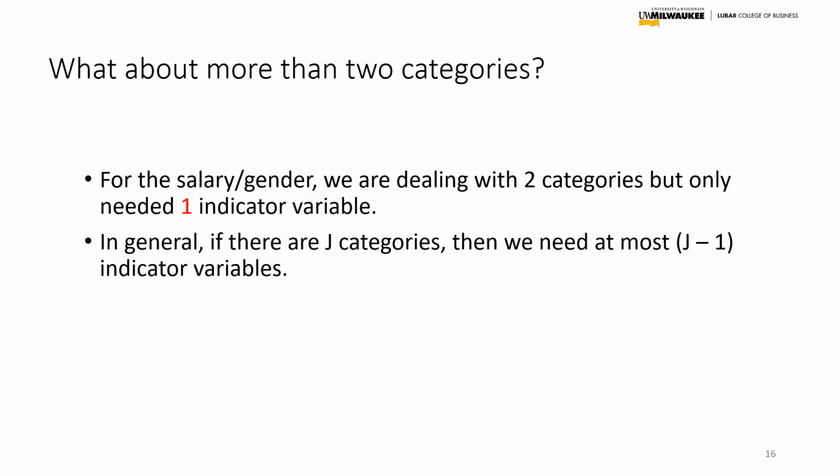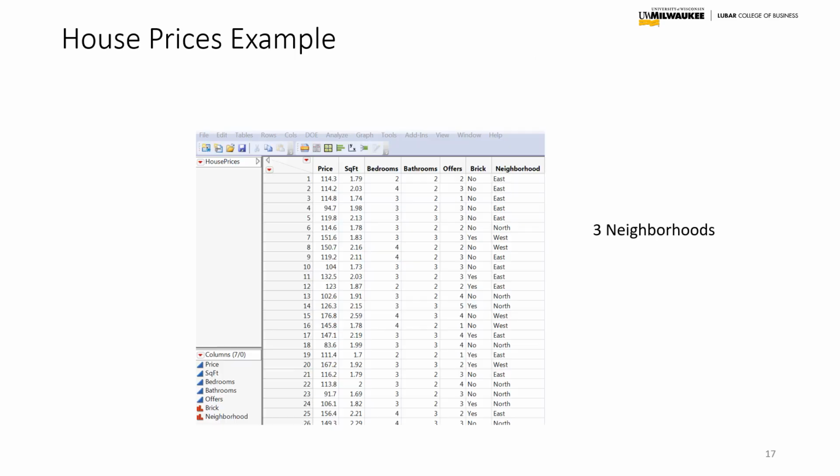Before we figure out how to model a scatter plot with two different slopes, let's talk about having more than two categories. In the gender example, we have two categories, male and female, and we only needed one indicator variable because with the one indicator variable, we can figure out whether the individual is male or female just by virtue of the values being 0 or 1. In general, if we have J categories, then we need at most J minus 1 indicator variables.